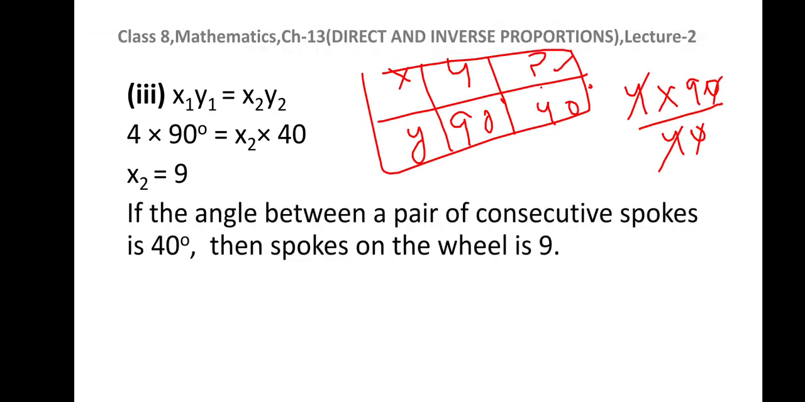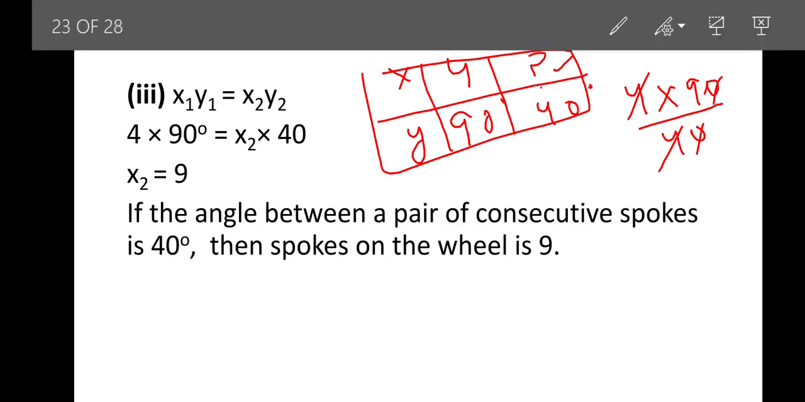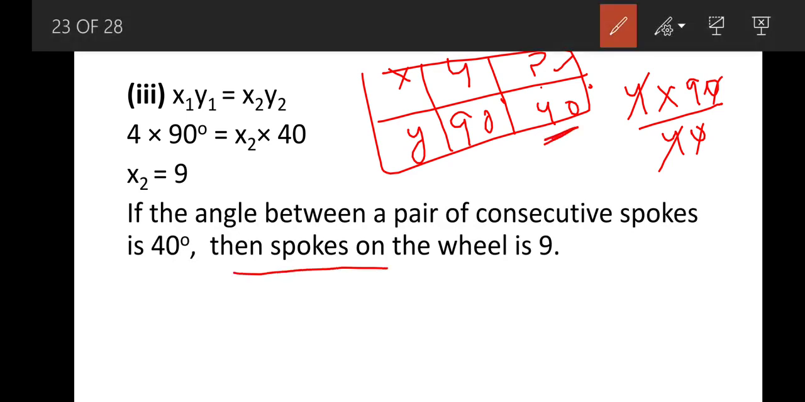So if the angle between a pair of consecutive spokes is 40 degrees, then the spokes on the wheel will be 9. This is what we have calculated.